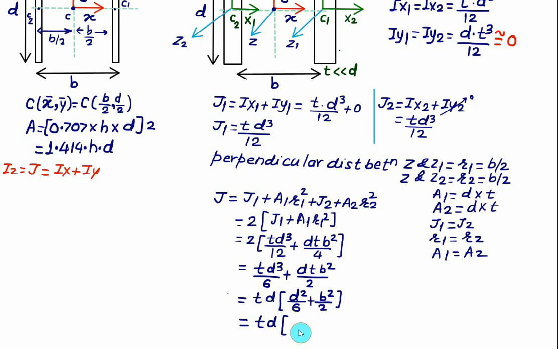This time LCM will be equal to 6. We have d square plus 3 times b square. So this one is the polar moment of inertia if the welds are vertical. Same value we will get in the table also. Only the table will give you Ju, that is d into (d square plus 3 times b square) by 6. So d represents the vertical distance and b represents the horizontal distance.